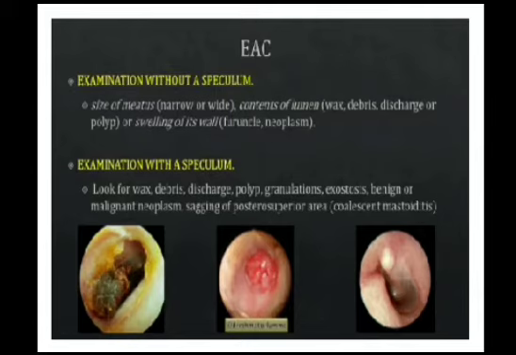EAC, that means examination without a speculum. In this we have to check the size of the meatus, whether it is narrow or wide, and also check the contents of the lumen: wax, debris, discharge or polyp, or swelling of its wall. Now we will talk about examination with a speculum. We have to look for wax, debris, discharge, polyp, granulations, exostosis, benign or malignant neoplasm, sagging of the posterior superior area. Here are some pictures which you can see.